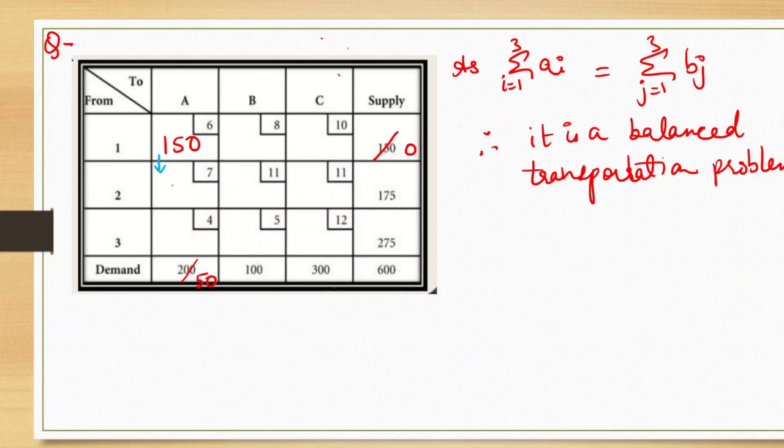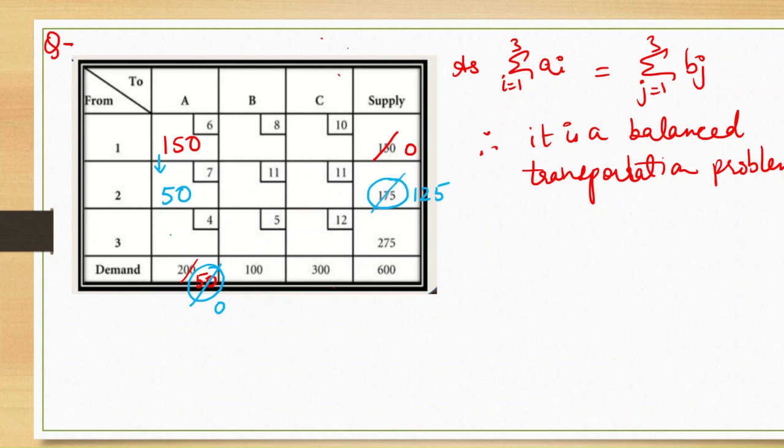Now in source 2, again, the demand is 50 and the supply is 175. The minimum of 50 and 175 is 50. So 50 units could be taken from source 2 to destination A. For destination A, the maximum demand that could be met is only 200 units, and 150 and 50 becomes 200. So I'll cancel it and make it 0, and here I subtract 50 from 175, so it becomes 125. I have to repeat the same process again and again.